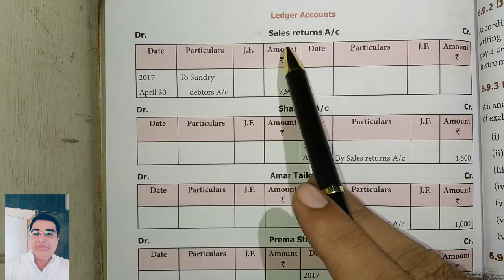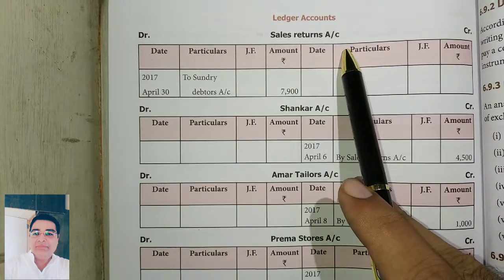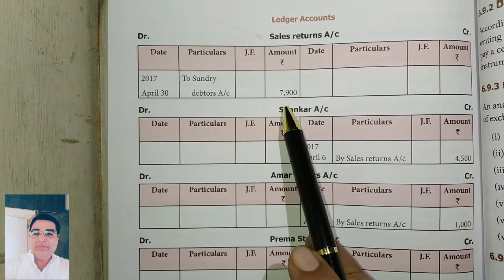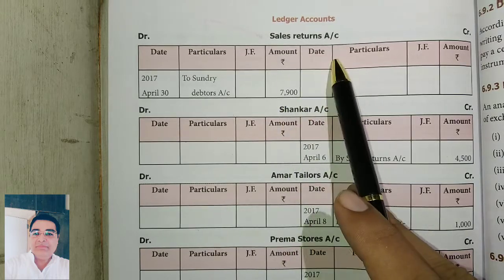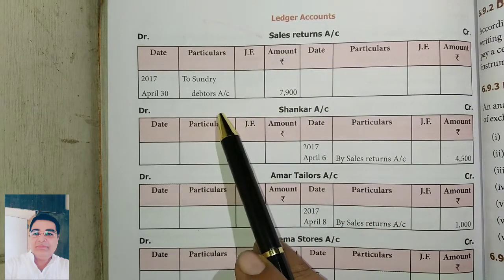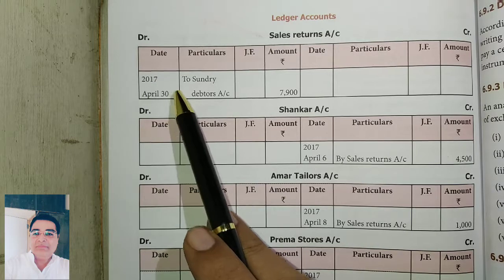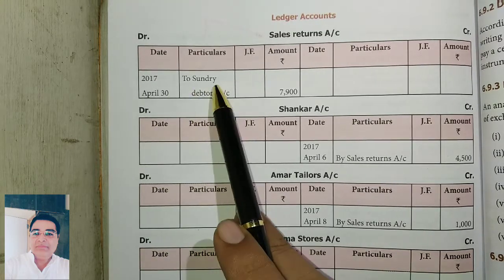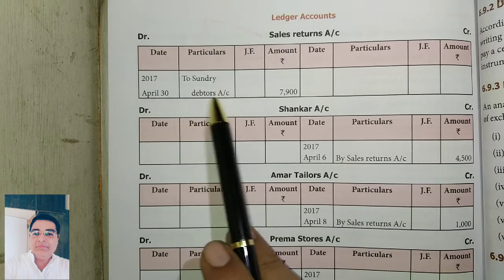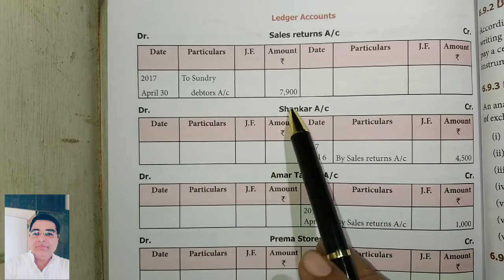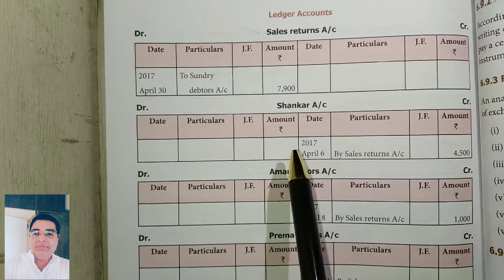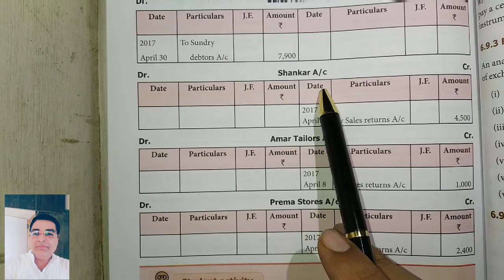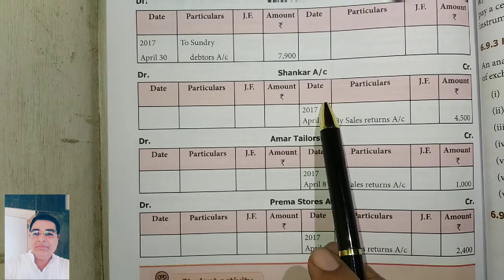Now how to prepare the sales return account ledger? The total of your sales return account is 7,900. Because it is a debit balance, you have to write the total on the debit side. 2017 April 30 to sundry debtors account. Sundry means total. So to sundry debtors account 7,900. Then you write the heading Shankar account, the name of a person.